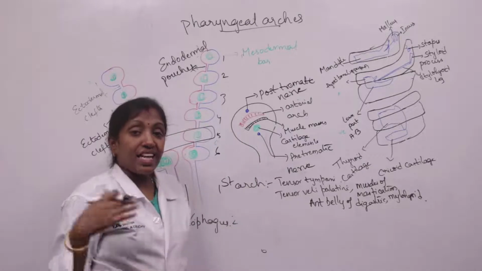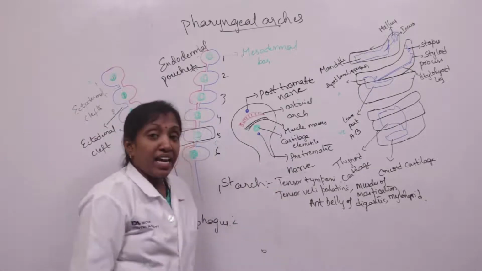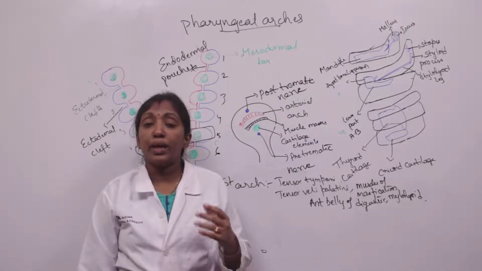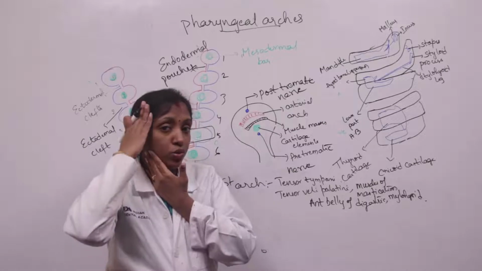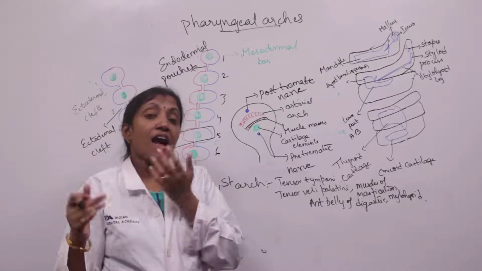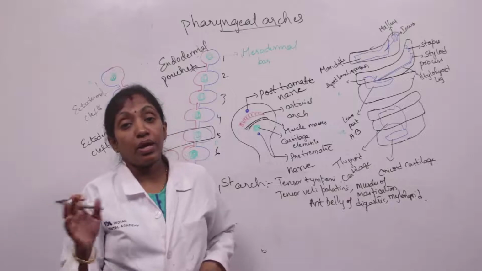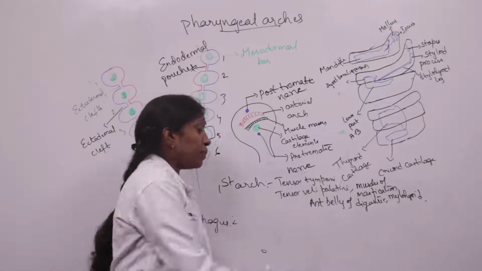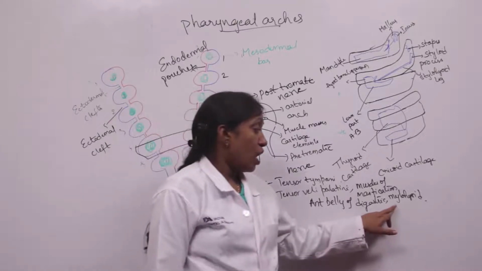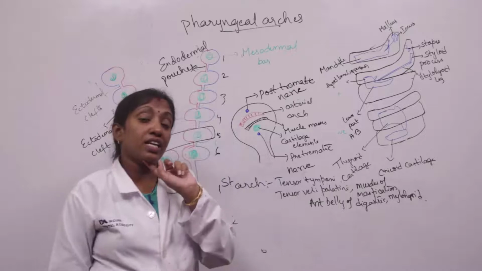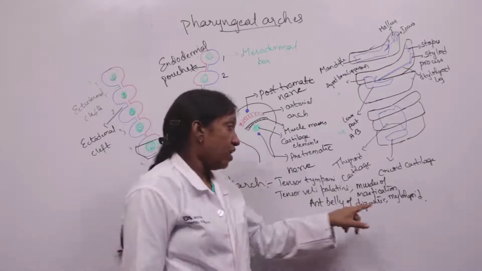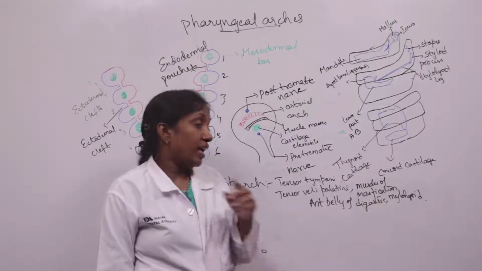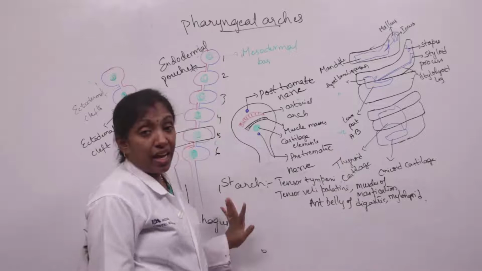So the muscles derived from the first arch are tensor tympani, tensor veli palatini, and the muscles of mastication, which include lateral pterygoid, medial pterygoid, temporalis and masseter. Temporalis is situated here, masseter is here, and the medial and lateral pterygoid arise from the pterygoid plates and are inserted into the mandible. The anterior belly of digastric arises from the digastric fossa here, and mylohyoid arises from the mylohyoid line here. So these are the muscle derivatives from the first arch.